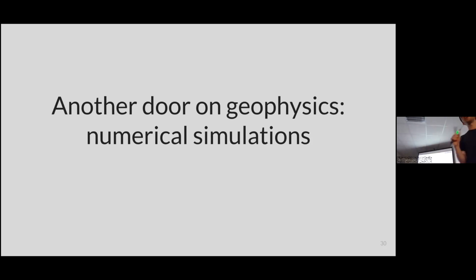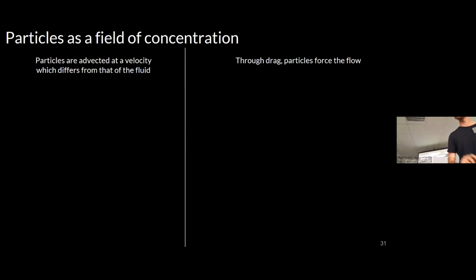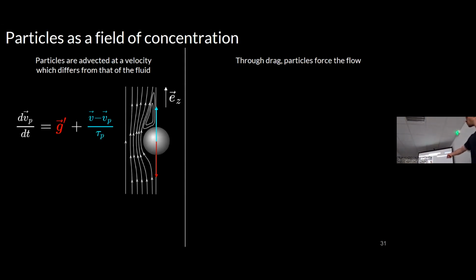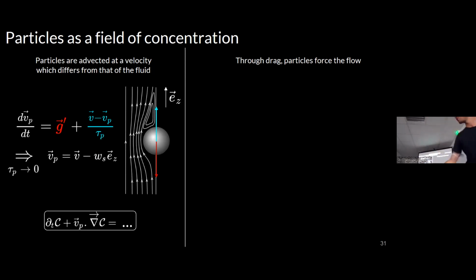So I'm modeling the particles as a field of concentration. If you want to do that, you need to keep mainly two ingredients. The first one we saw is the fact that particles do not move as the fluid because of inertia. If you write the momentum equation for a particle, it's undergoing buoyancy and drag. In the simplest model, particles very quickly respond to the flow and align with it, so τp goes to 0. This just gives you that the velocity of a particle is the velocity of the fluid, so it behaves as a passive tracer, plus a constant settling term, okay? And once you know that velocity of the particle, you have to advect your field of concentration at this velocity.